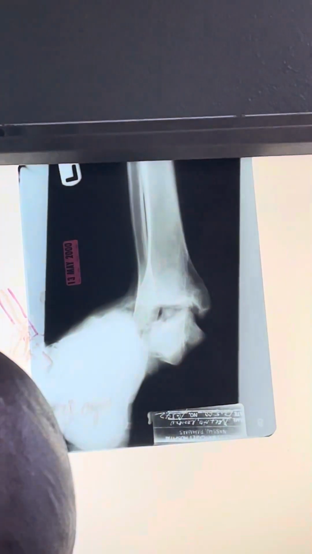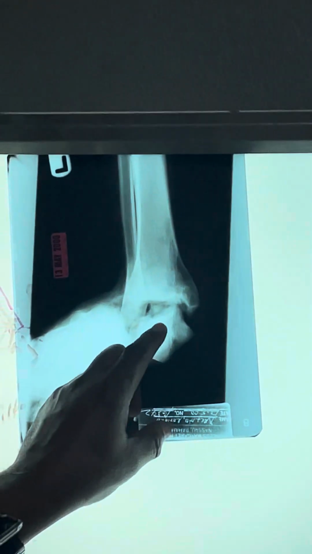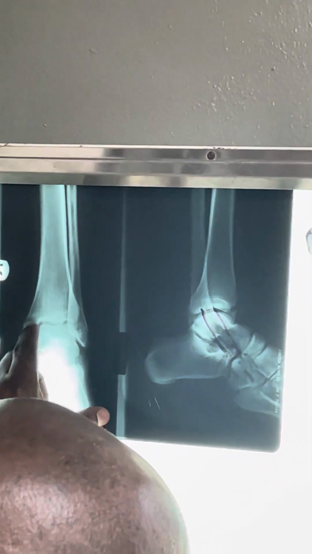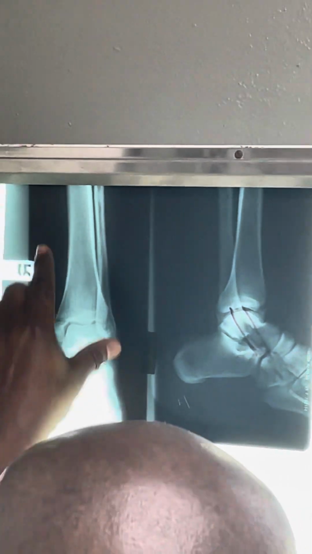It's a dislocation, guys. You see the talus in relation to the foot and the ankle? Remember, you have to know the normal anatomy before you can do the abnormal. You see the talus is sitting in the mortise, right? The mortise is formed by the distal tibia and fibula, a U shape, with the talus fixed into the mortise.